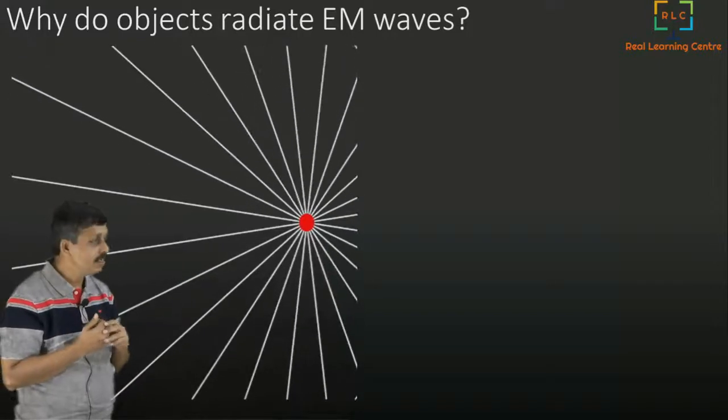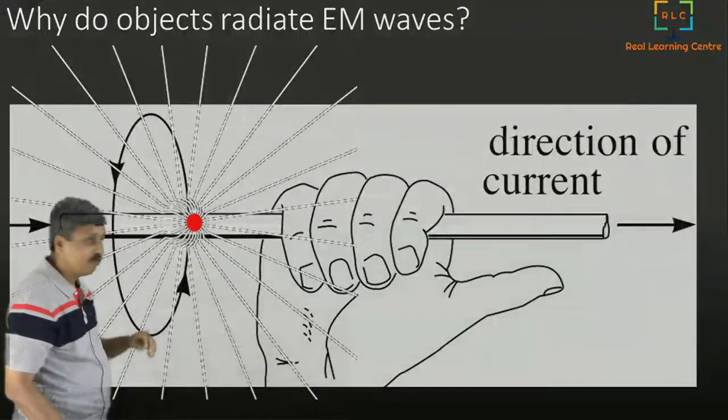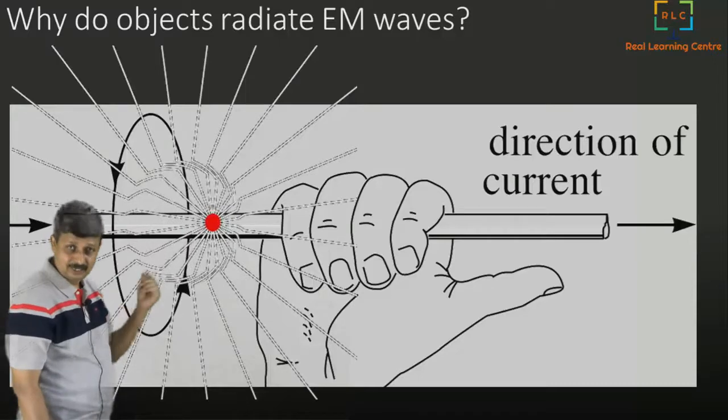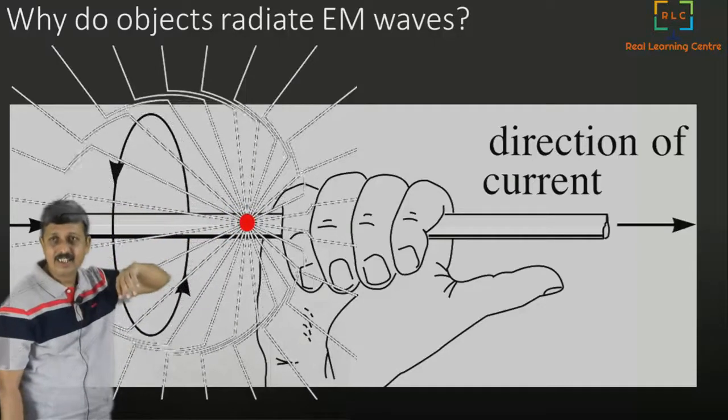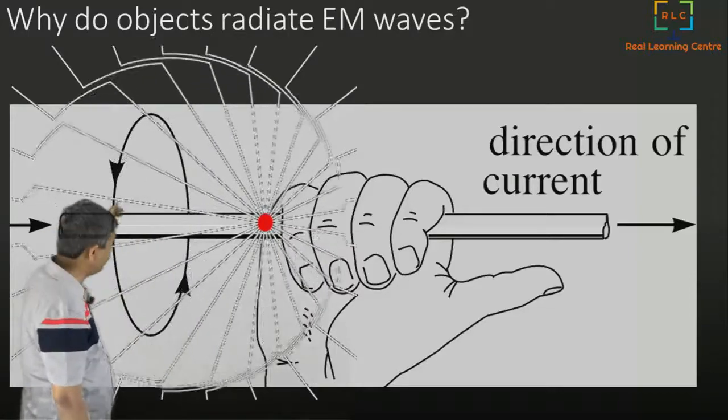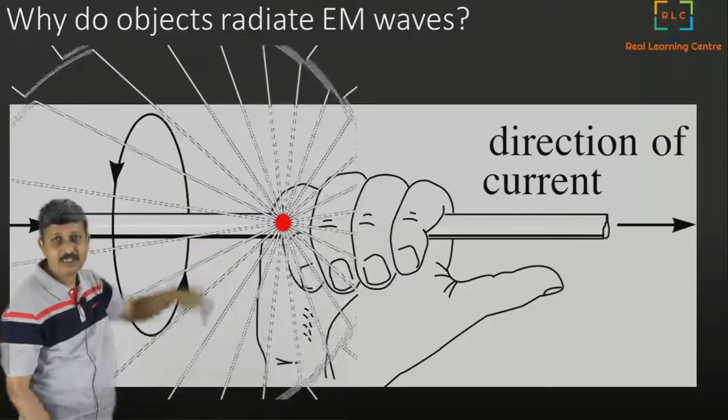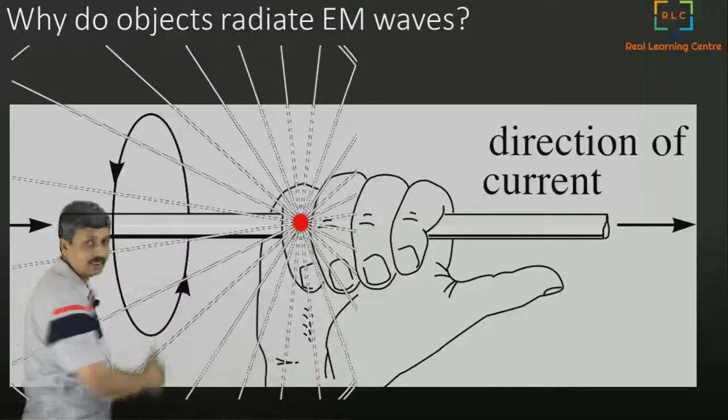And if you take one wire like this and put some charges moving inside, that is called current. So the direction of current is from left to right here. You can see his thumb is showing the direction of the current.